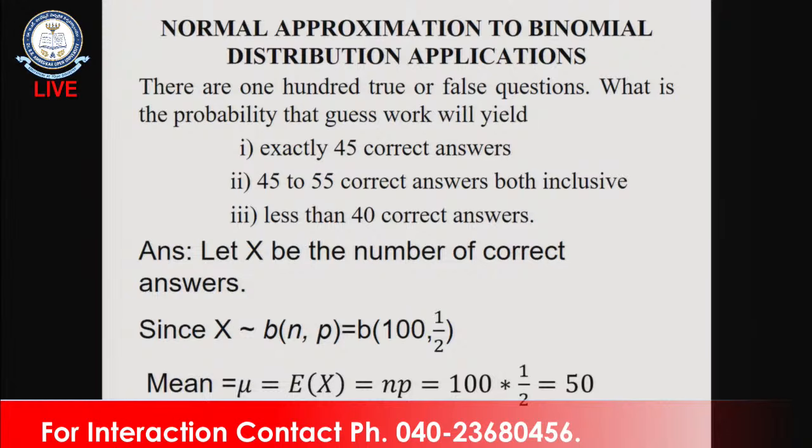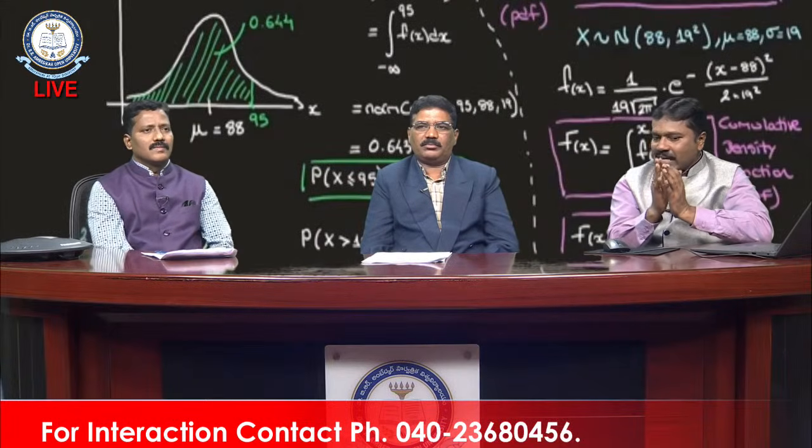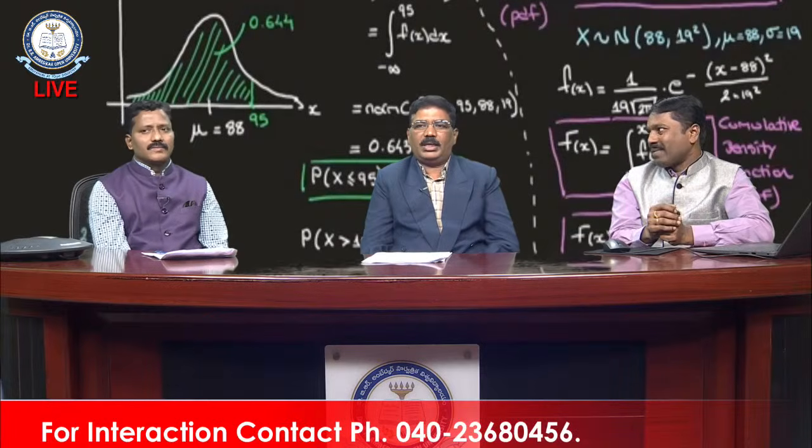So here the number is 100, which is a big number. Let x be the number of correct answers. It's a random variable. Since it is guessing, it means equal chance: p is equal to 1 by 2, q is equal to 1 by 2. Guessing means it may be either correct or wrong, and the chance is 1 by 2. There is no link between those things, so we can say this is a discrete function. The discrete function we should convert into continuous, because the sample size is very high.